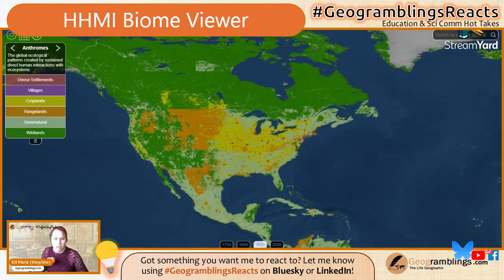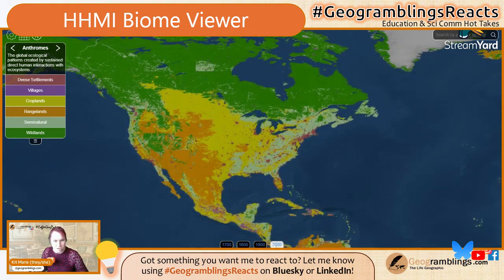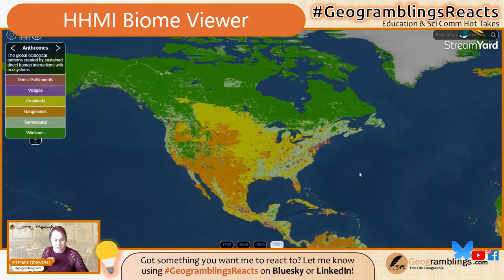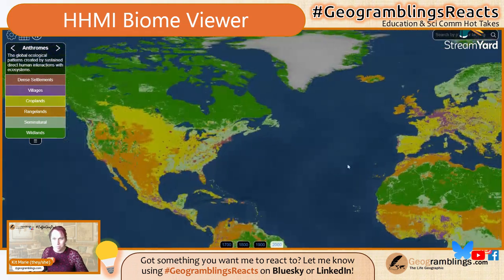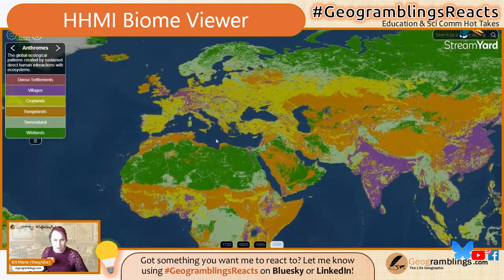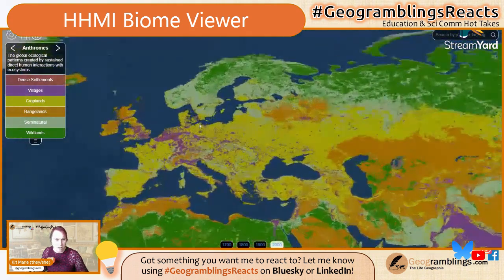My goodness me. Mostly croplands and rangelands. Wow. Okay, that's impressive. I like this anthromes. Again, I've already mentioned I'm a bit worried about the accessibility of this map, but that is impressive. I like that. Let's try Europe.